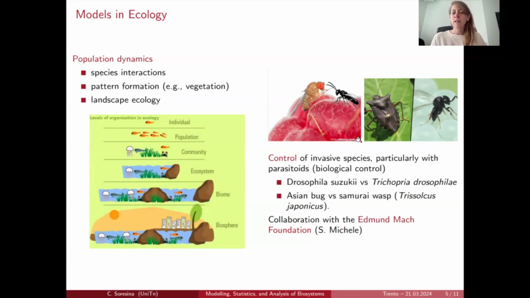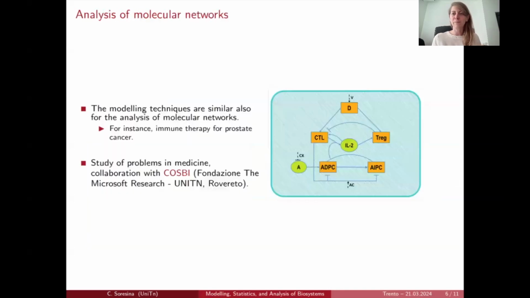And both can be contrasted and fought with the introduction of a parasitoid. So in this case it is a wasp. And this can be done in collaboration with the Edmund Mach Foundation in San Michele.